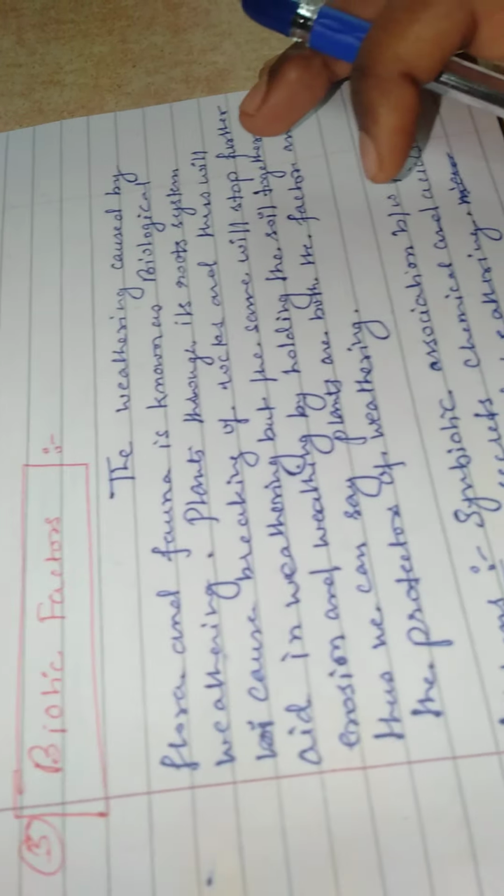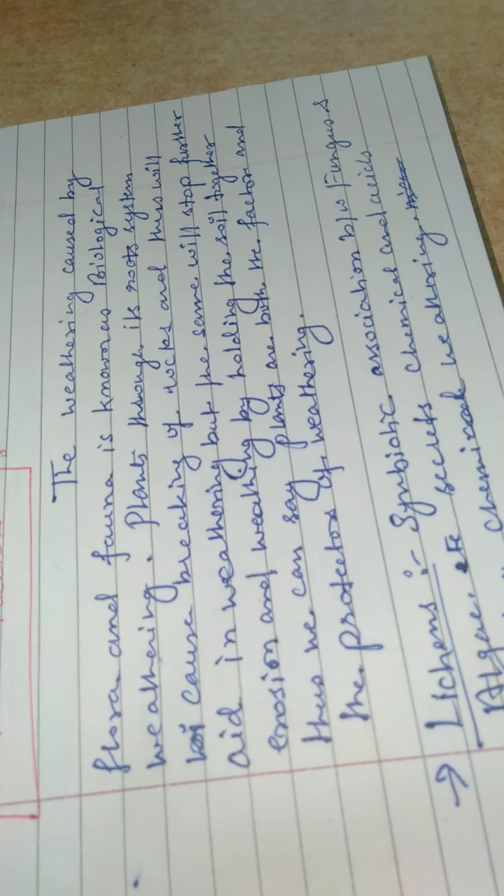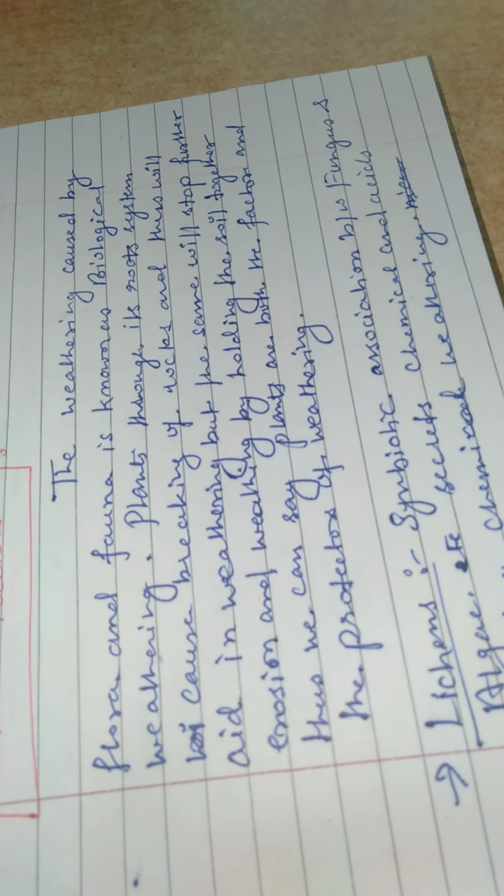Biotic factor. The weathering caused by flora and fauna is known as biological weathering. Plants through their root system cause breaking of rocks, and this aids in weathering, but the same plants stop further erosion and weathering by holding the soil together. Thus we can say plants are both a factor of weathering and a protection against it. Like a symbiotic association between fungus and algae, they secrete chemicals and acid causing chemical weathering.